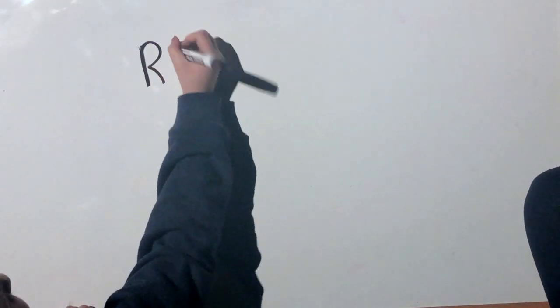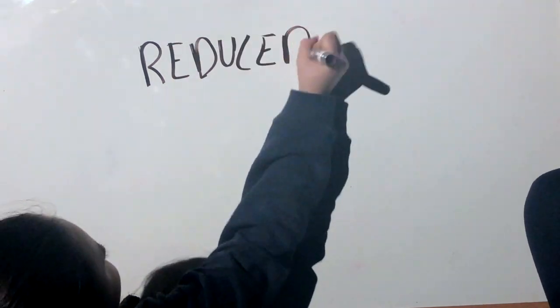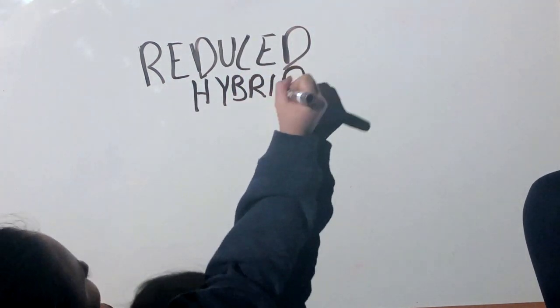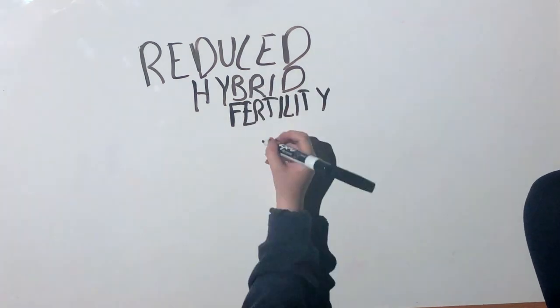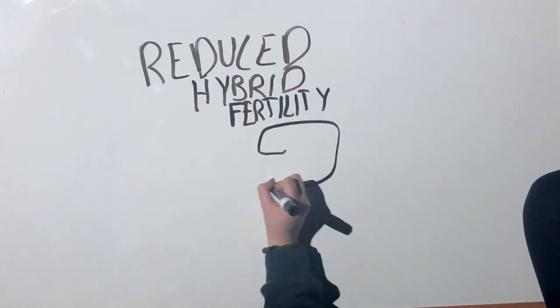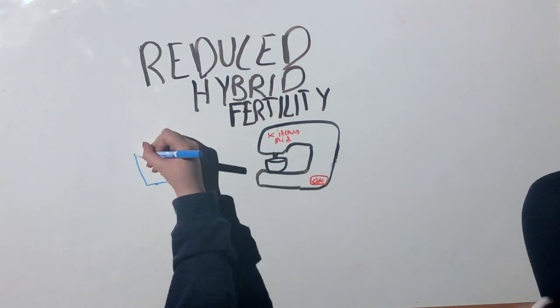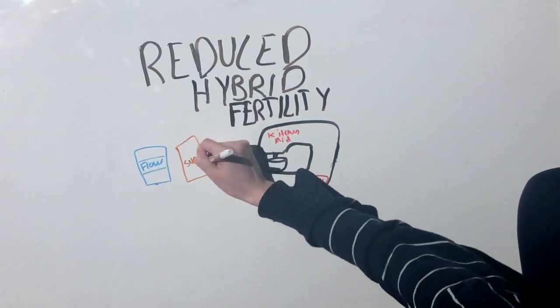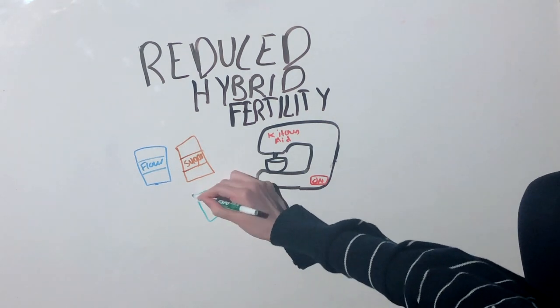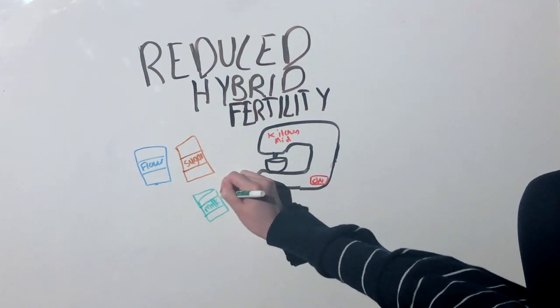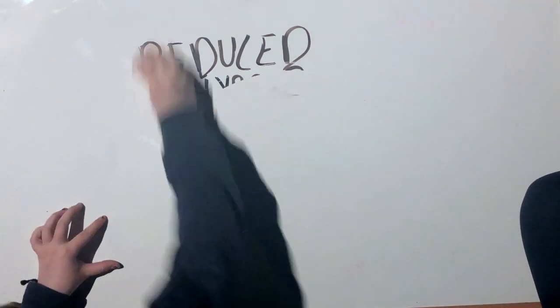Another example of a postzygotic barrier is reduced hybrid fertility. This occurs when the hybrid is sterile and therefore cannot reproduce. An analogy of this is having all of the equipment to make a cake, but not having any of the ingredients like flour, sugar, or milk, which are all necessary in order to bake anything. This lack of ingredients is similar to how a hybrid does not have the eggs or sperm needed to reproduce.